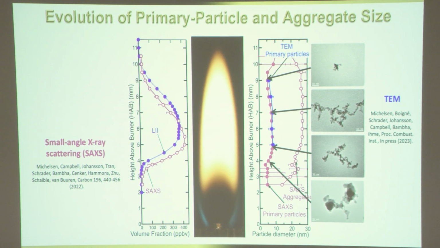Okay, this is what the SAXS signal looks like, and we see SAXS particles lower in the flame where the particles are less mature. Where we don't see LII, where the LII goes away, we see SAXS signal still. I think that's because of the difference in sensitivity to the less mature particles.